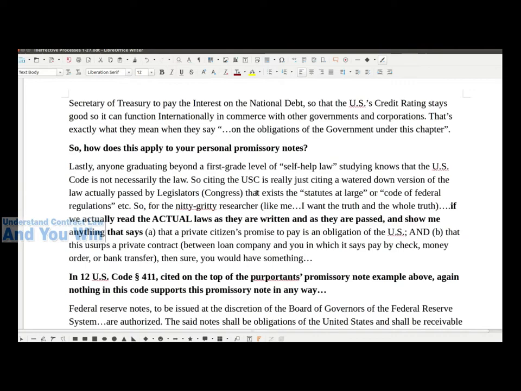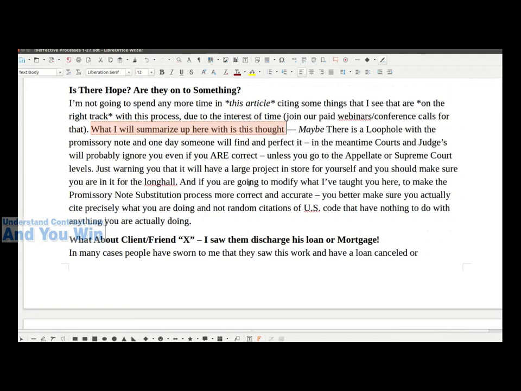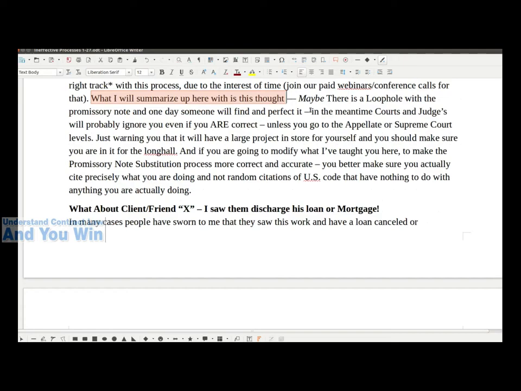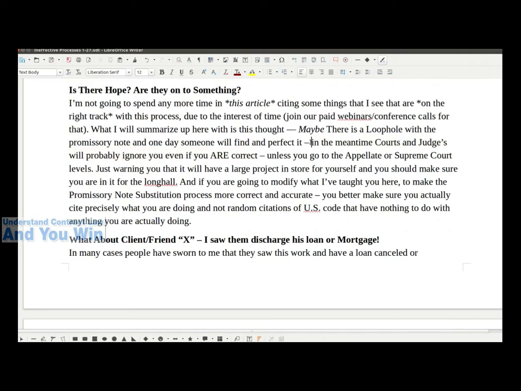So, again, done correctly, maybe there is a loophole with the promissory note process that one day somebody can find and will perfect. In the meantime, the courts and the judges will probably ignore you, even hypothetically. I wrote this up a long time ago. I probably wouldn't put all this in here to confuse everybody, but even if you created a correct process, and you are correct, the lower-level judges are still probably going to rule against you unless you go to the appellate or Supreme Court levels. They're going to make it difficult for you.